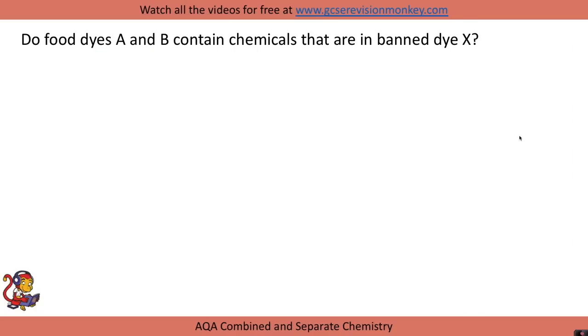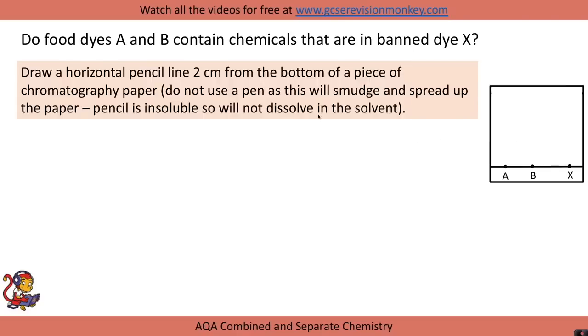In your exam, they might not talk about food dyes, they might be talking about inks or another random coloured substance, but the process is exactly the same. What you need to do to start off with is draw a horizontal pencil line around 2 centimetres from the bottom of a piece of chromatography paper. Do not use pen as this will smudge and spread up the paper. Pencil is insoluble so will not dissolve in the solvent.